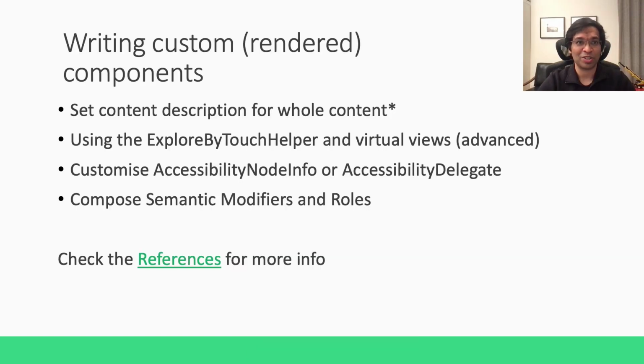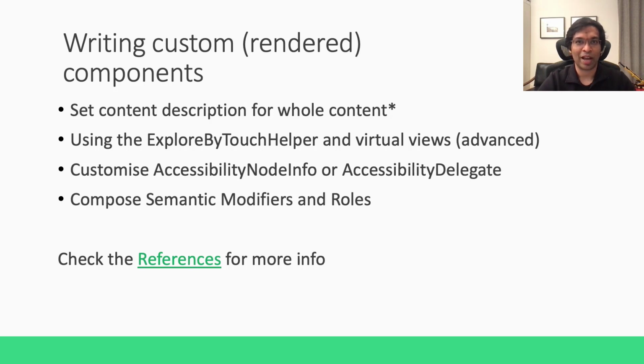One of the last things I'll mention is also around custom rendered components. So, for very simple components where you have maybe one element, it might be okay to get away with setting the content description for the whole component. But if you have multiple elements within it and you want to provide better accessibility for it, I'd really recommend looking into the Explore by Touch helper and Virtual Views API. But this is a bit of an advanced topic. Other than that, other types of custom components can use the accessibility node and accessibility delegate APIs.